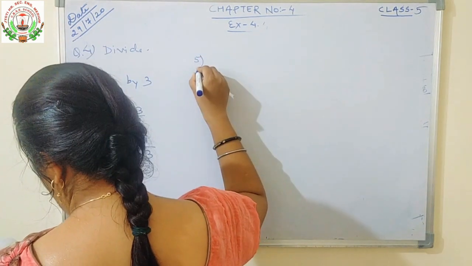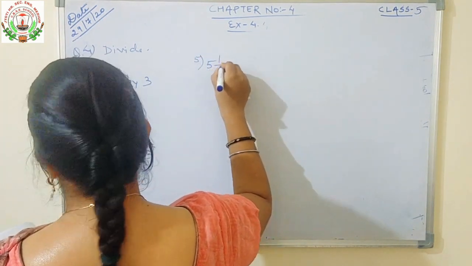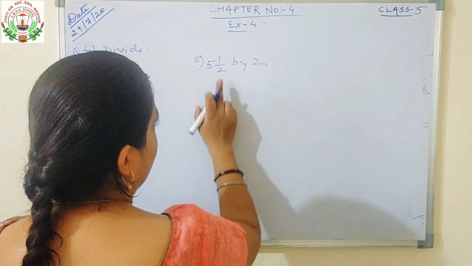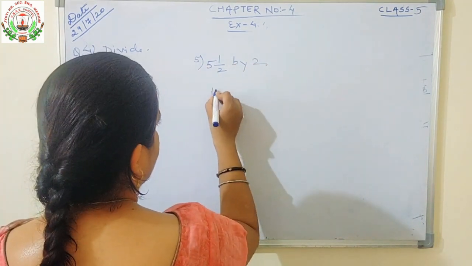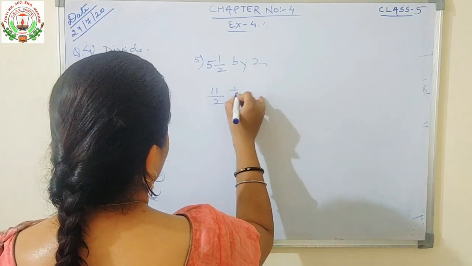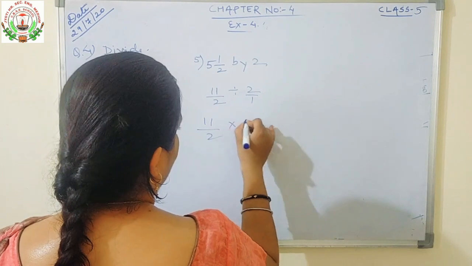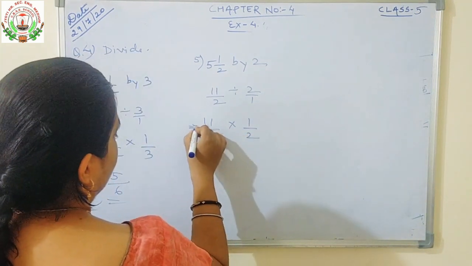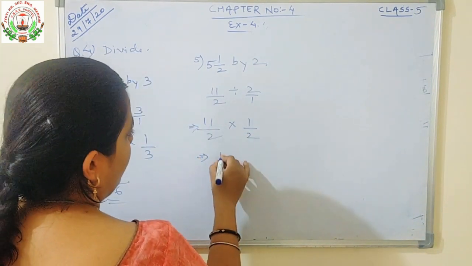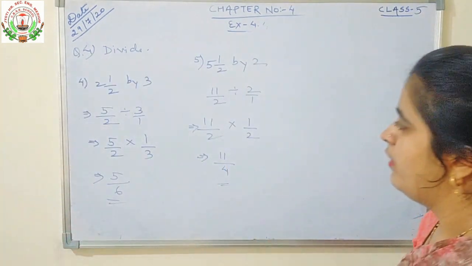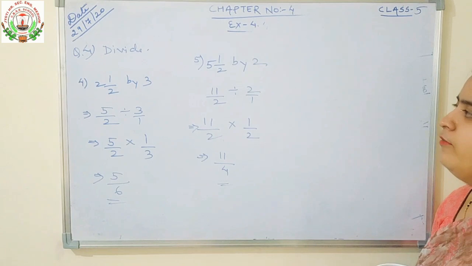Number 5. 5 1 by 2 by 2. Change the fraction. 5 2s are 10. 10 plus 1 is 11 by 2 divided with 2. 11 by 2 into 1 by 2. 11 ones are 11, 2 2s are 4. So what is our answer? Our answer is 11 by 4.